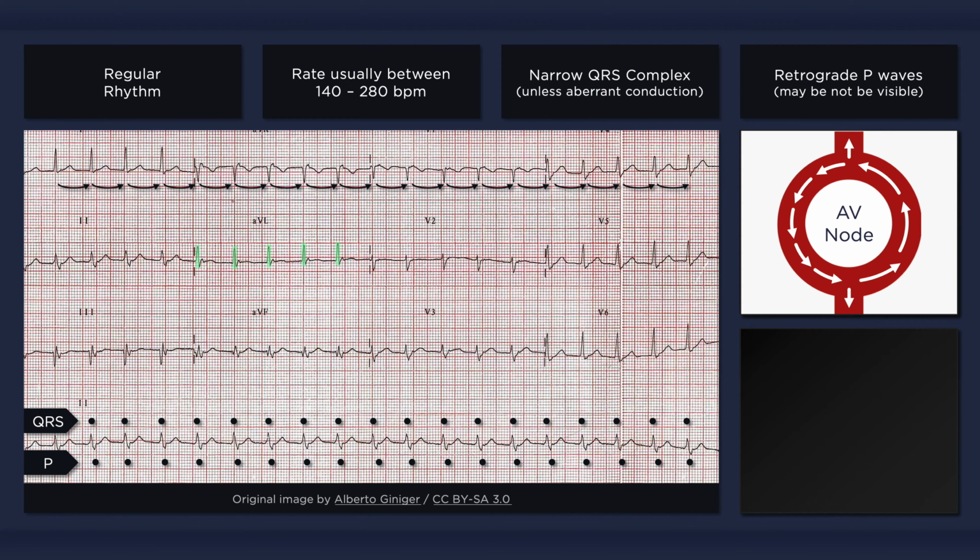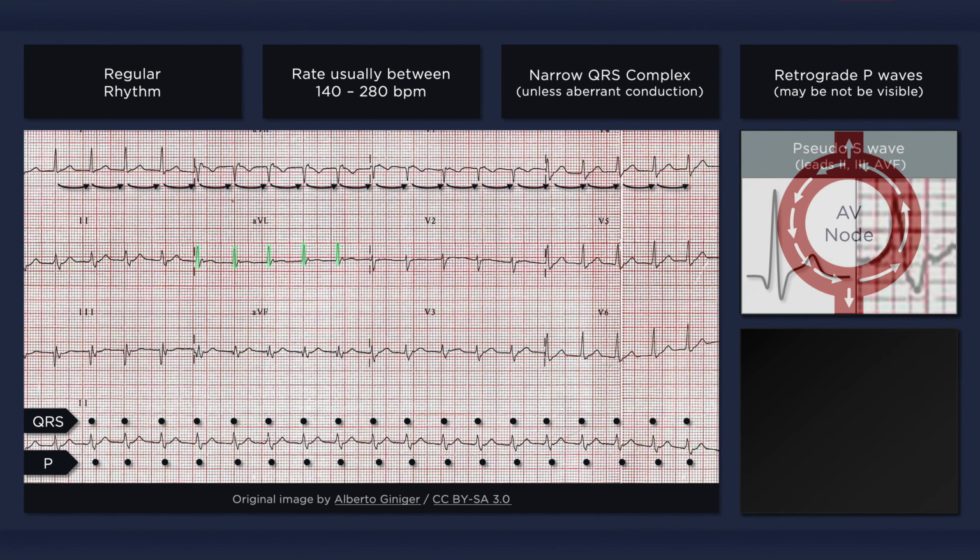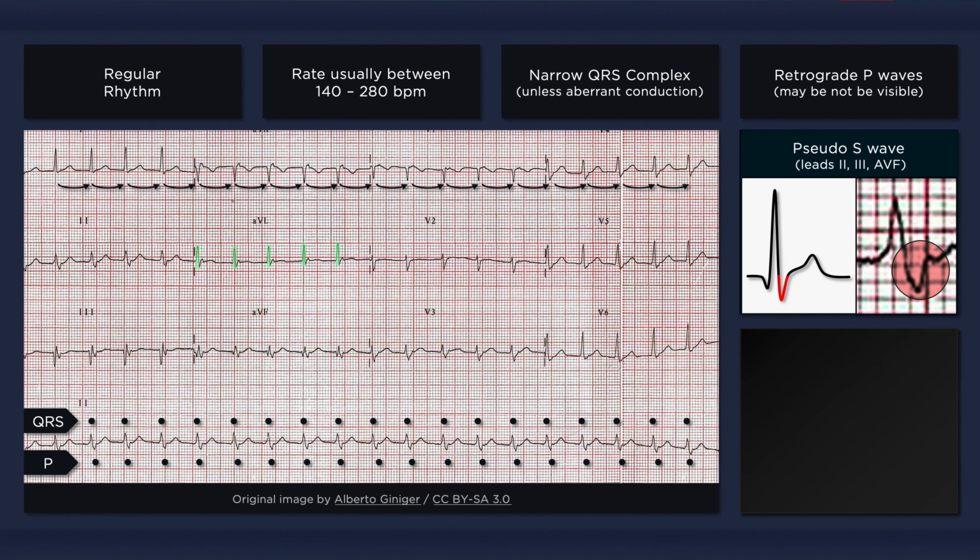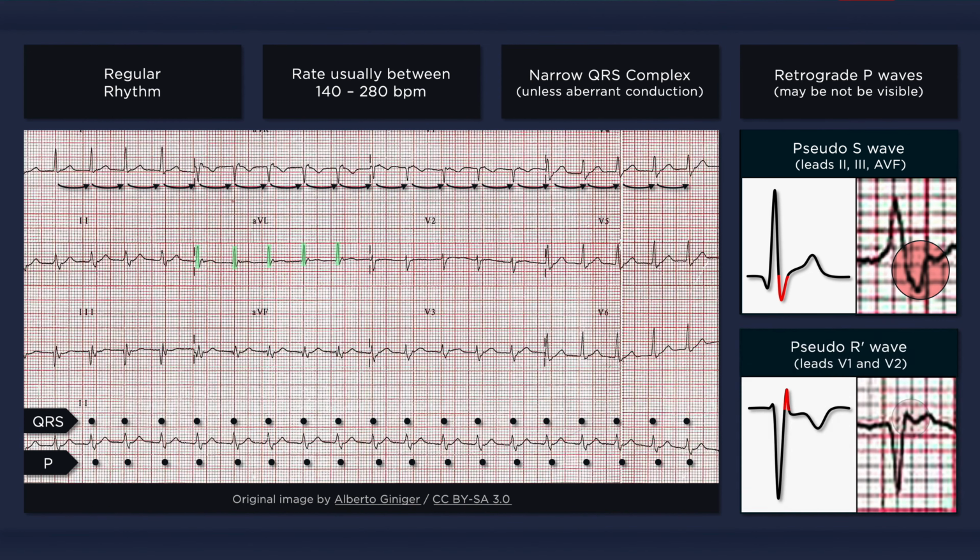Retrograde conduction of a P wave is referred to as an atrial echo beat. In leads 2, 3, and AVF, the terminal deflection can result in what looks like an S wave. Since it's not actually due to the QRS complex but the P wave, it is referred to as a pseudo S wave. In leads V1 and V2, the terminal deflection can result in what looks like an R wave. This ECG reveals both pseudo S waves in lead 2 and pseudo R primed waves in V1. In sinus rhythm, however, none of these appendices should be present.